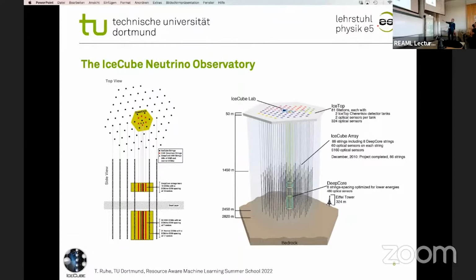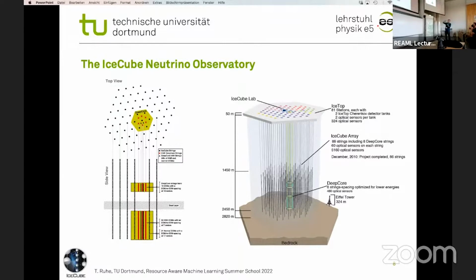This is sort of what you can see here, right? This grayish area with the gray dots. And this extends from approximately 1.5 kilometers below the ice to 2.5 kilometers below the ice. So we skipped the upper part of the ice. That has two reasons. First, we can get rid of some of the background by putting it deeper. And the second reason is you need deep and clear ice. So the deeper the ice, the clearer it gets.